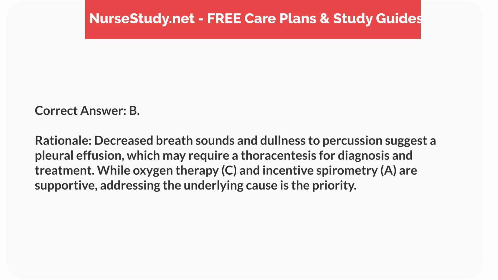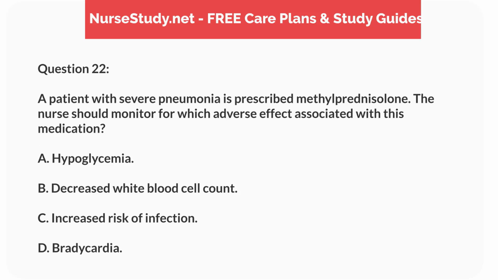Correct answer, B. Rationale: decreased breath sounds and dullness to percussion suggest a pleural effusion, which may require a thoracentesis for diagnosis and treatment. While oxygen therapy, C, and incentive spirometry, A, are supportive, addressing the underlying cause is the priority.